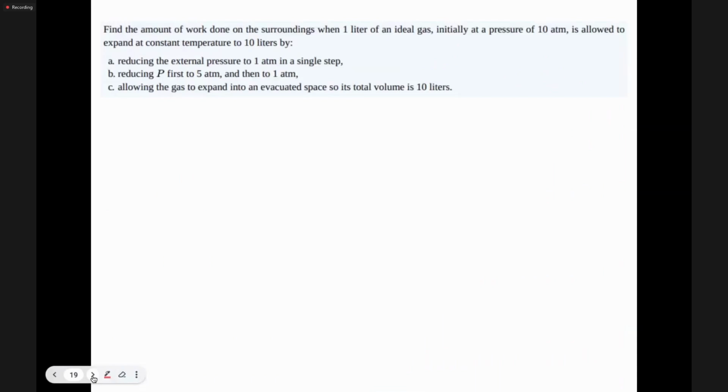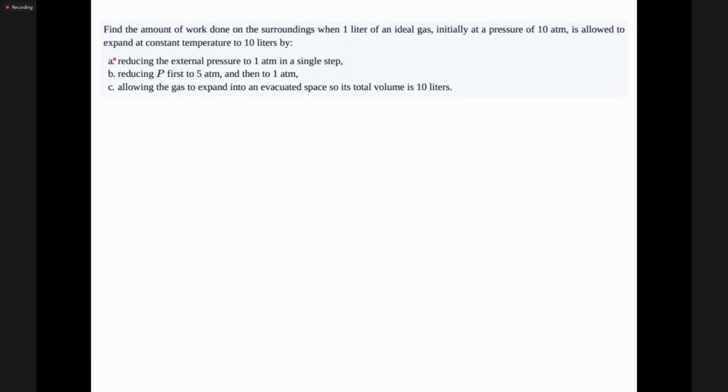Here I have come up with another example where all these concepts will be much easier for you to understand. The question is, find the amount of the work done on the surroundings when 1 liter of an ideal gas, initially at a pressure of 10 atm, is allowed to expand at constant temperature to 10 liters by. Here also 3 kinds of different conditions are given.